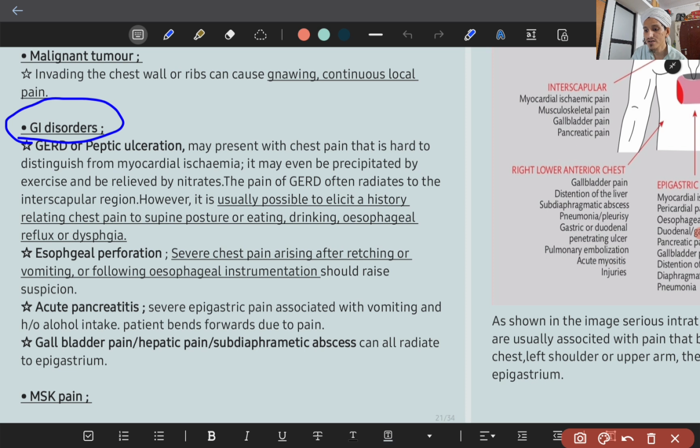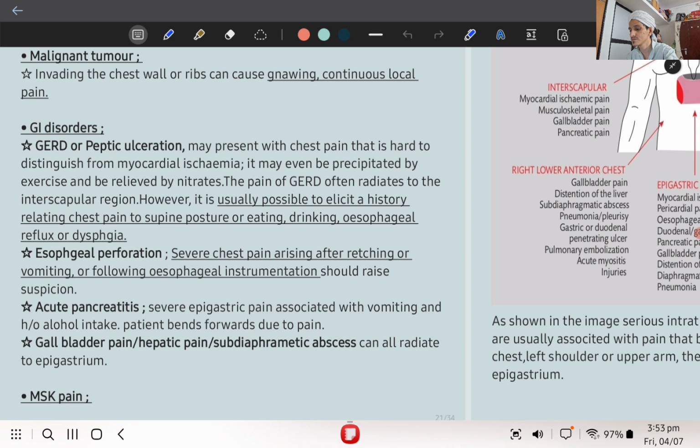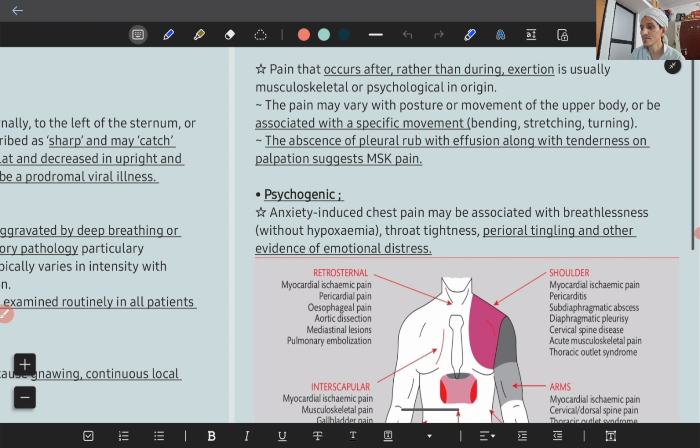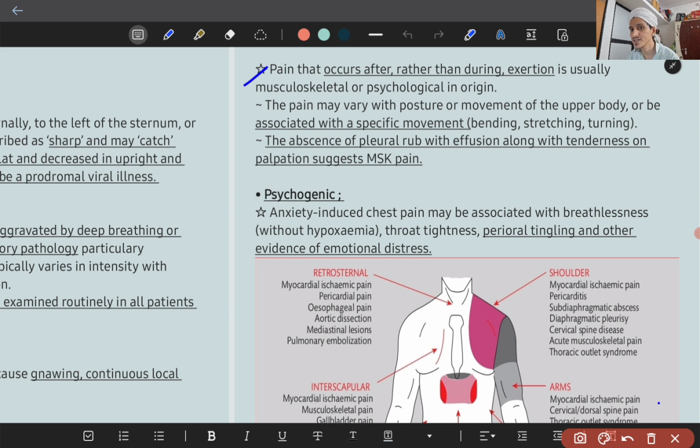Now coming to the musculoskeletal causes of chest pain. Pain that occurs after, not during, exertion is usually musculoskeletal or psychological in origin. The pain may vary with posture or movement of the upper body or be associated with a specific movement like bending, stretching, turning. If this is the feature of pain, then it is most likely musculoskeletal pain. But remember, pericardial or pleuritic pain can also be produced by movements, but there will be no catch in respiration in musculoskeletal pain, and there will be no pleural rub or pericardial rub present here.